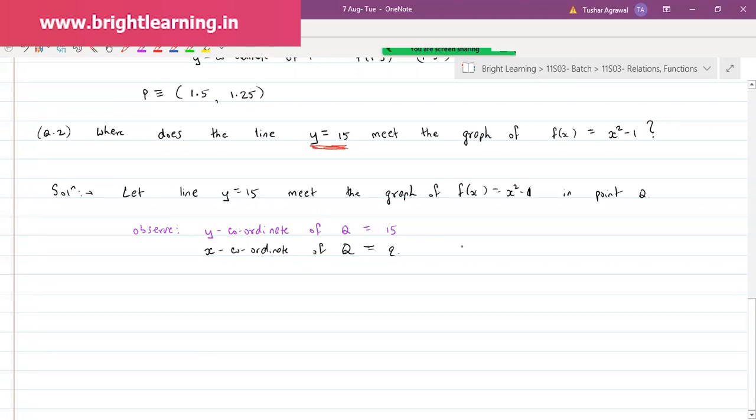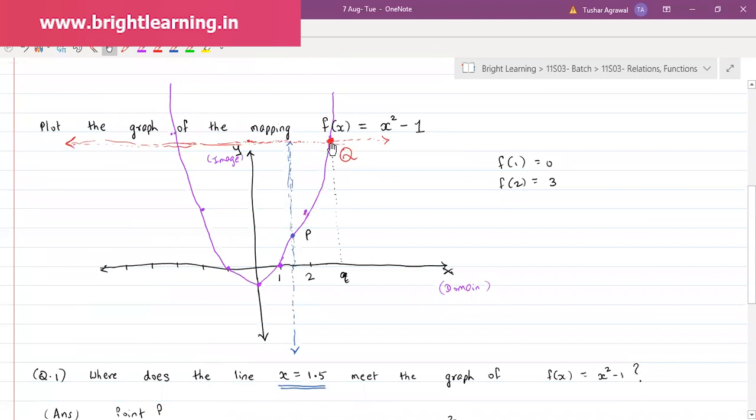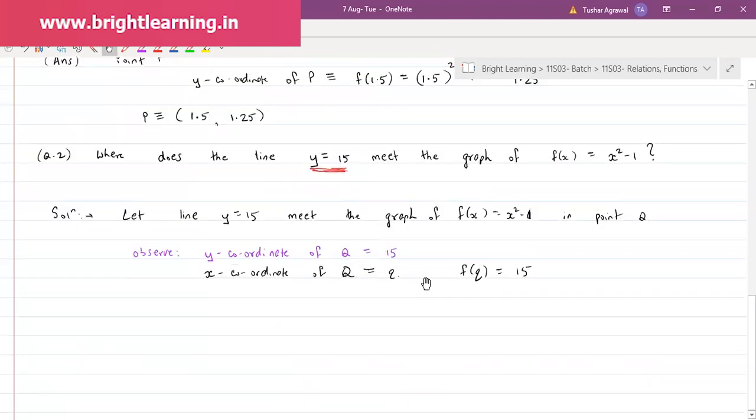So do you realize that f of small q is equal to 15? Not the other way around. You do not have to calculate the image of 15. You have to find such a point whose image is 15. 15 itself is the image. So f of q is equal to 15.